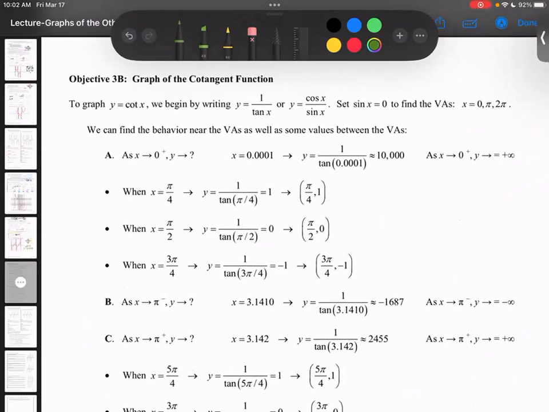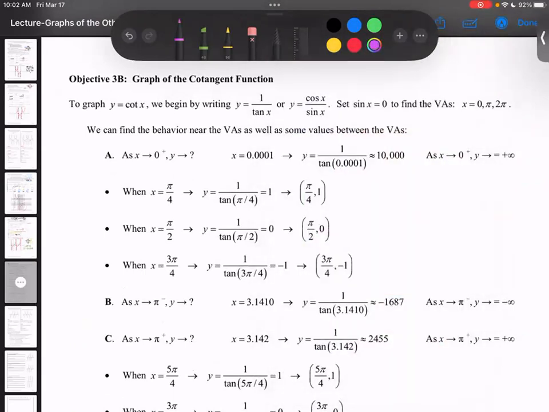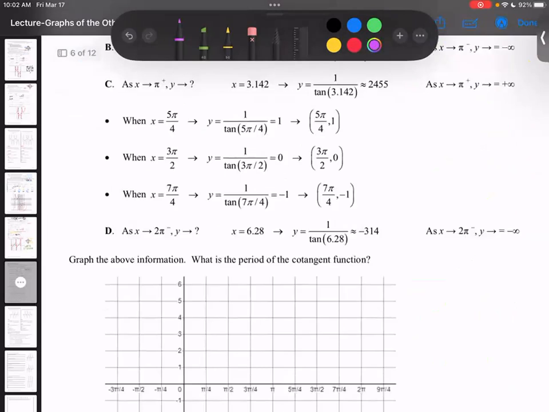Objective 3B is your You Try 1. Do the same thing I did here. On your You Try 1, all you do is just pick the right graph.